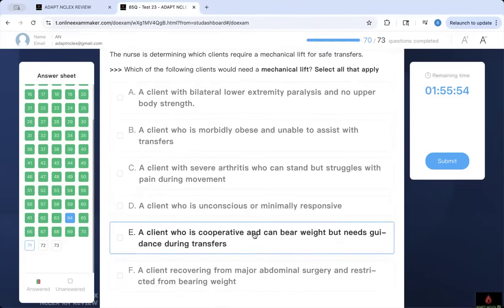You will see this question looks busy, but it's not. There's only one key phrase there, mechanical lift. Whose condition requires a mechanical lift? Think about it in a common sense way. Who do I need to lift if I have to move them? Think.